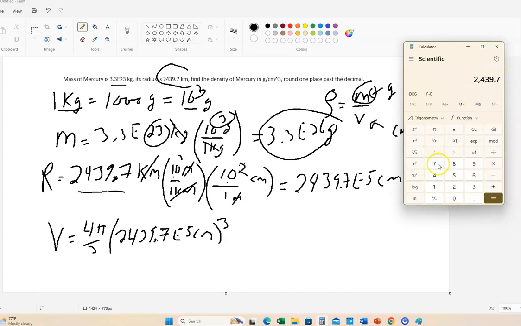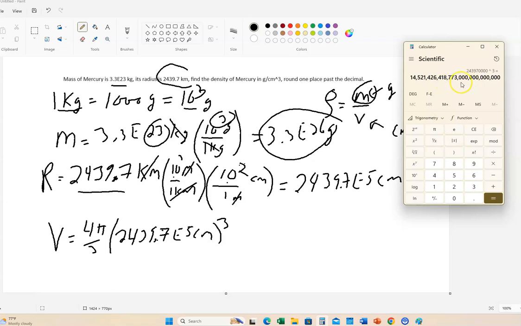2,439.7. All right, and then E to the fifth, right? So that's the number of centimeters. That's the length of the radius in centimeters, and then we have to raise that to the third power. Let me remember how to do that in this calculator. You hit the X to the Y button, raise to the third power. All right, and so this is what this is going to equal.